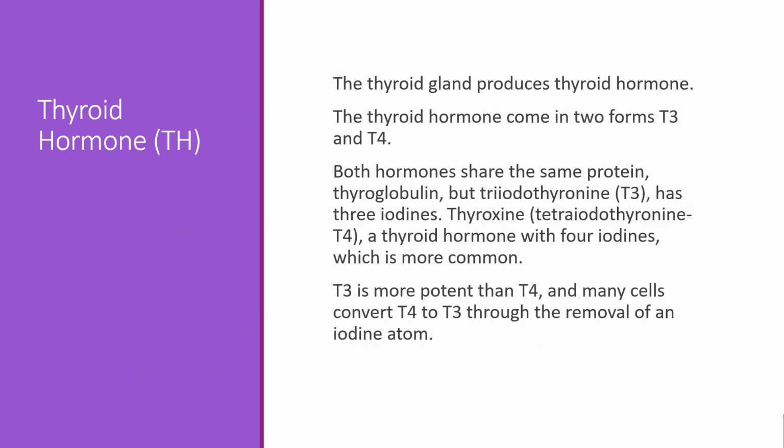So thyroid hormone is released by the thyroid gland because of thyroid stimulating hormone. All right. And thyroid stimulating hormone is released by the anterior pituitary because of the releasing hormone from the hypothalamus. Thyroid hormone comes in 2 versions, T3 and T4. Both hormones share the same protein, thyroglobulin, but T3 has 3 iodines and T4 has 4 iodines. That's the difference between the two. T3 is more potent than T4, and many cells convert T4 to T3 by stripping off an iodine before use.